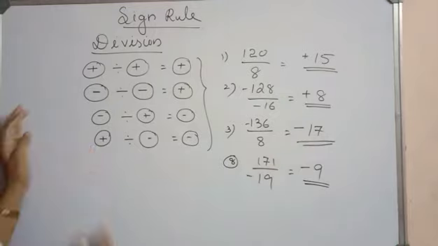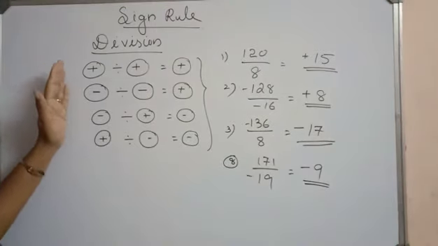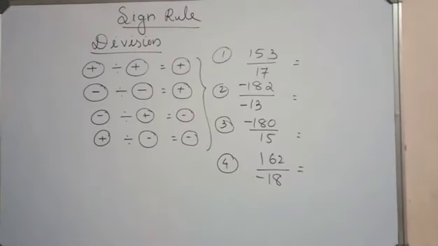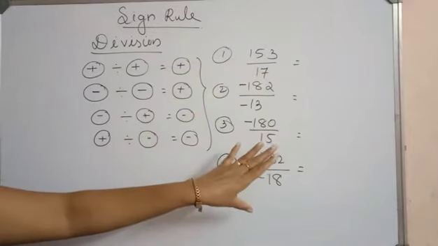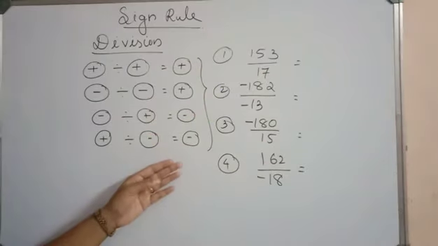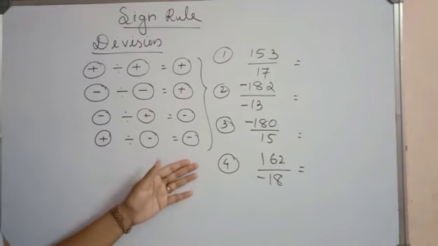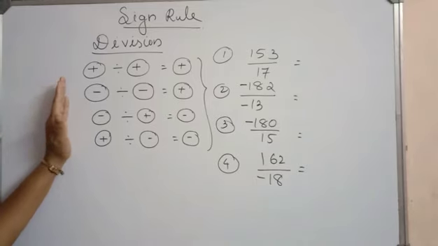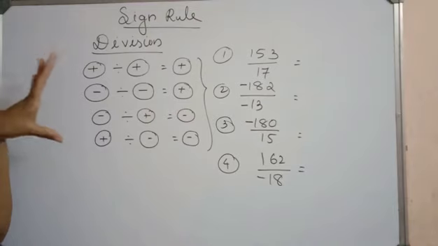So this is almost the same rule to be followed whenever you are dividing or multiplying numbers with different signs. Now these are the sums for you. Solve them and let me know the answer. The sign rule is very important in solving arithmetic as well as algebra. You have to learn this basic rule for any class. So keep practicing and keep revising these rules for multiplication and division.